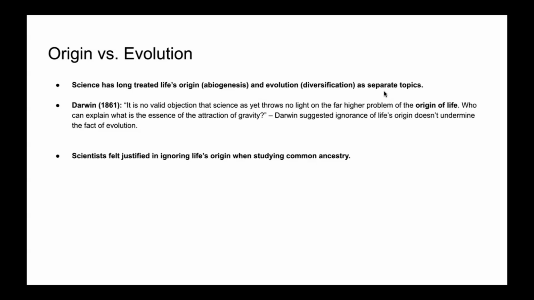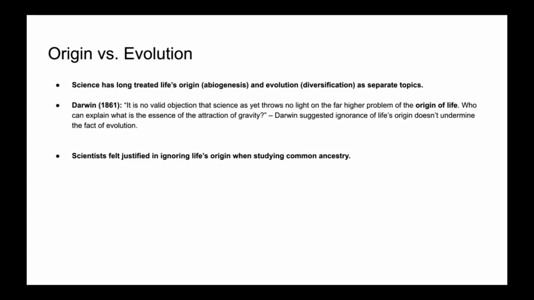Now it's been known for decades that the origin of life and subsequent evolution are two fundamentally different scientific questions. So abiogenesis is essentially a completely separate topic and a field of science, as well as a research topic, as is evolution or diversification. And this is actually seen very early on, even by Darwin himself. He says, "It is no valid objection that science as yet throws no light on the far higher problem of the origin of life. Who can explain what is the essence of the attraction of gravity?"